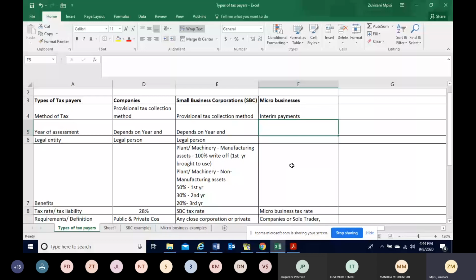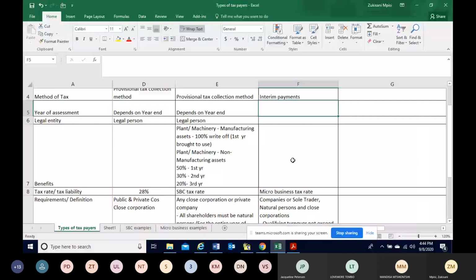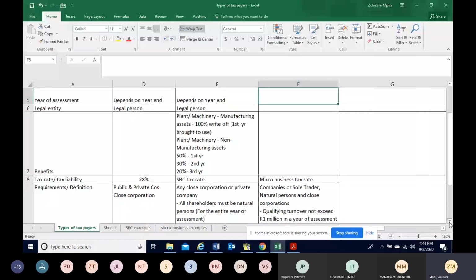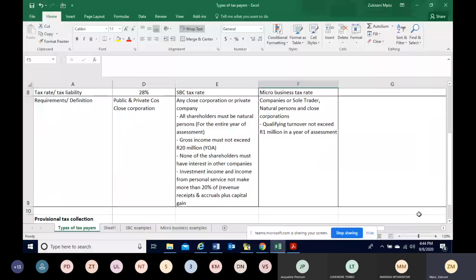On 8.3.7, you are told that persons that do not qualify as a micro business are natural persons that have shares in other companies. So those are the people that do not qualify. It is people that have got shares in other companies.